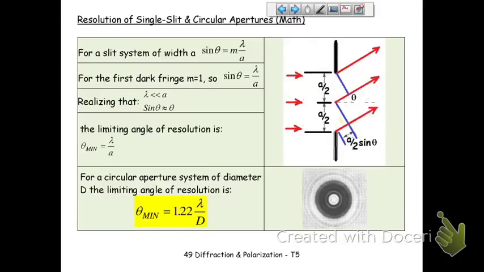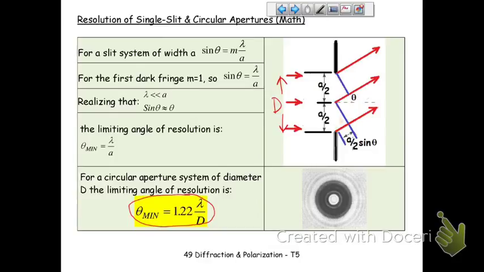You can do the math on this. All I need you to know is this. For a circular aperture, the minimum angle, your resolving angle, is equal to 1.22 lambda over d, where d is the diameter of your aperture. Lambda is the wavelength of the light.